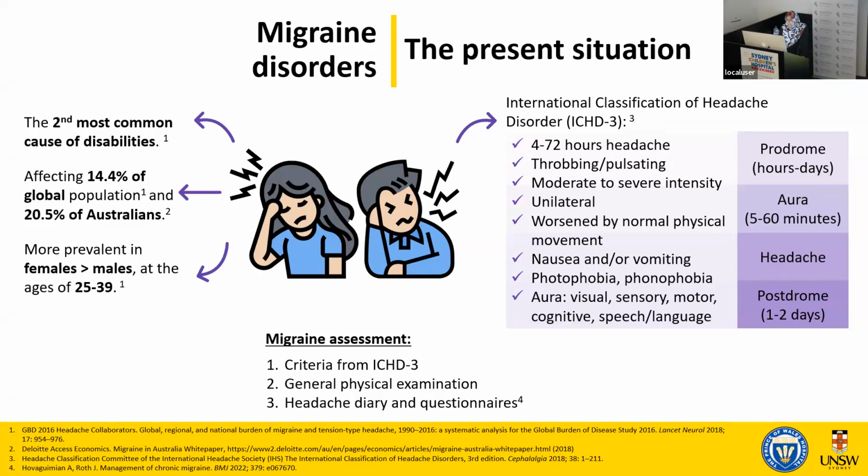Migraine is characterized by episodes of headache that could last between 4 hours to 3 days, and the headache is usually pulsating and at moderate to severe intensity. It is usually, but not necessarily, unilateral, and the headache can also be worsened by routine physical movement. Migraine can be associated with nausea, vomiting, and hypersensitivity to light, sound, and smell. It can also come with aura during or without the headache, and this aura can manifest as visual disturbances and difficulties in sensory, motor, cognitive, and speech function.